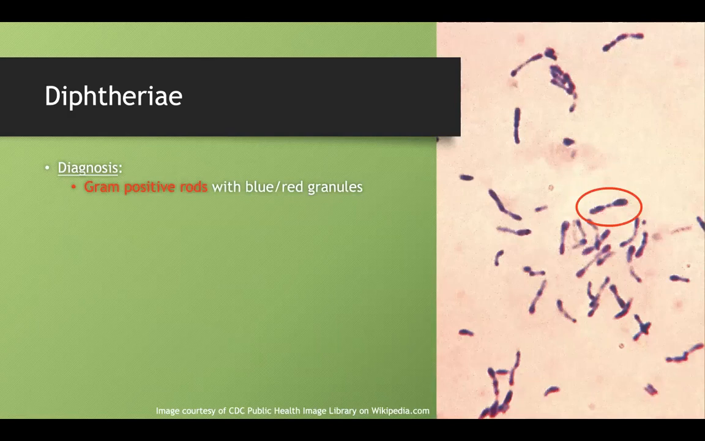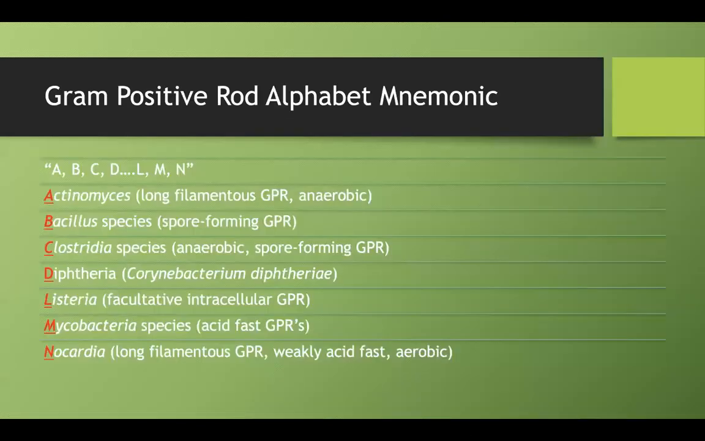And I don't know if this will help you. When I studied for Step 1, I had a mnemonic for all the gram-positive rods because micro is so confusing. And I'll just share that right now. You can turn away from the screen if you're kind of sick of this lecture, or you can move on to the esophagus, and I promise I won't be mad.